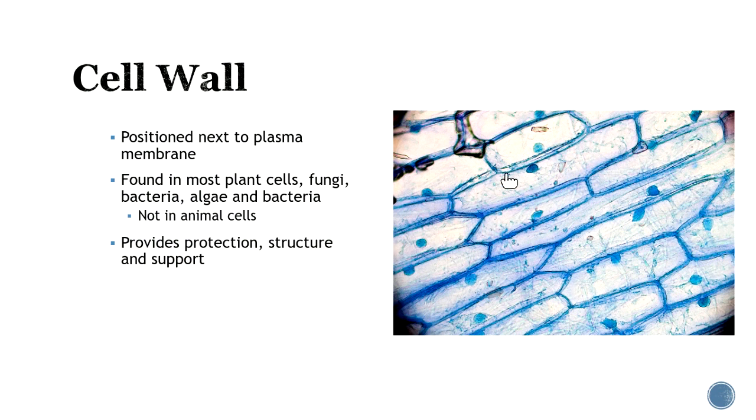Now, the cell wall has several functions. It's going to provide protection, because think of plants, they can't get up and run away from a predator. And it also provides structure and support. If we remember, we talked about cellulose and how it makes the rigidity of the cell wall and provides structure and support for the plants. It all comes down to this outer part right here.